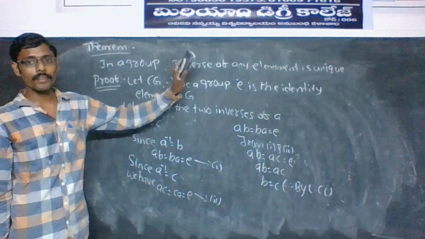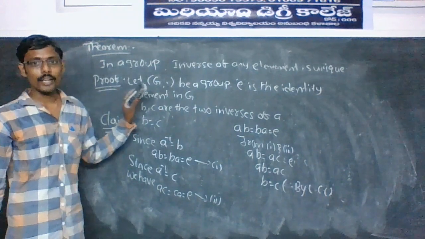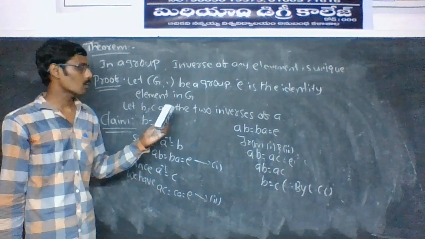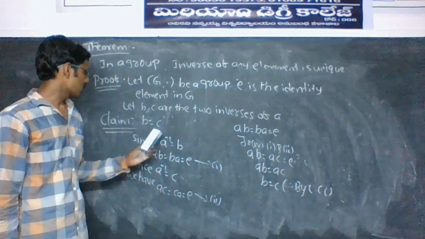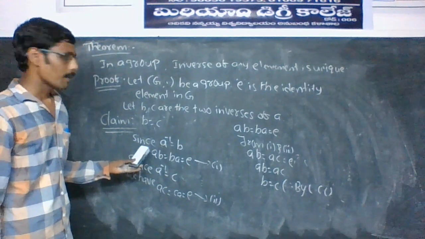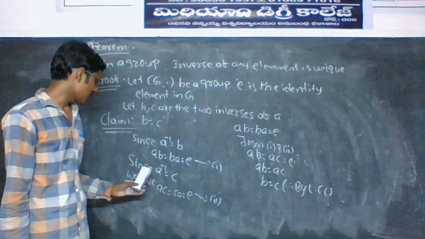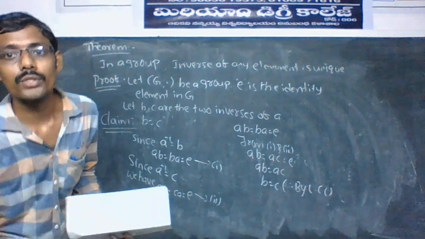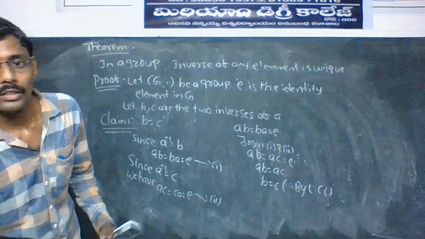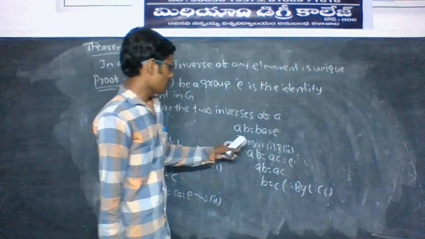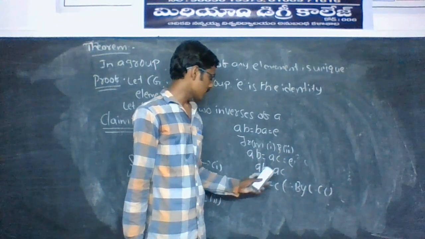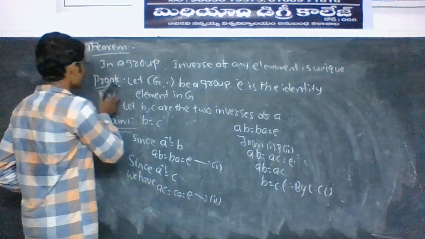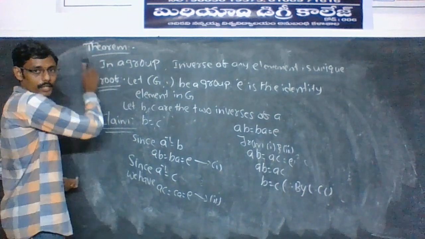In a group, the inverse of any element is unique. Let (Z, ·) be a group. E is the identity element in Z. Let B, C be two inverses of A. Claim: B = C. Since the inverse of A is B, AB = BA = E. Since the inverse of A is C, we have AC = CA = E. From 1 and 2, AB = AC = E, so AB = AC, and B = C by LCL. This is, in a group, the inverse of any element is unique.